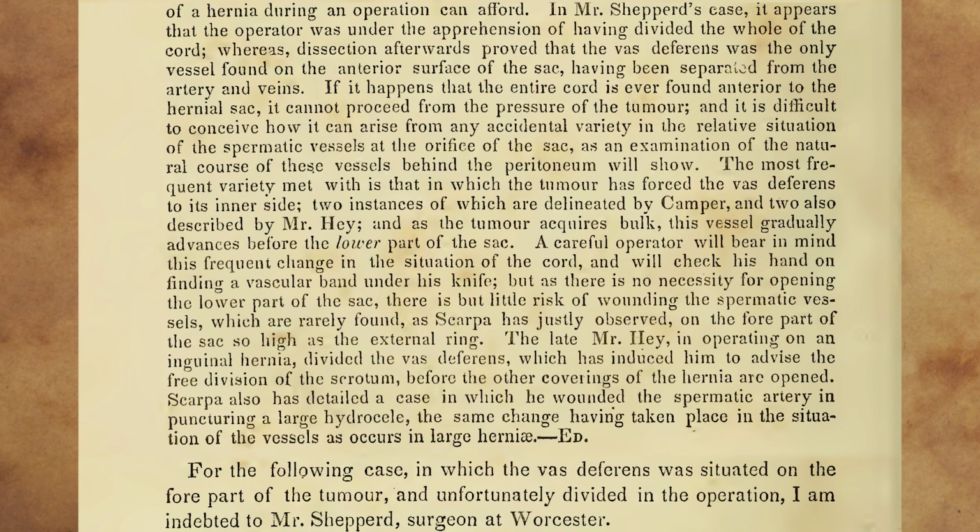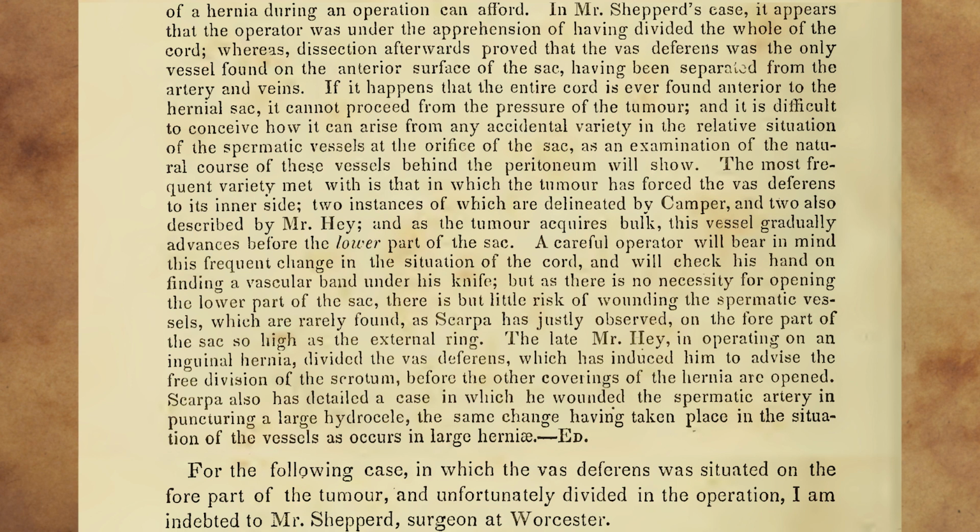In Mr. Shepherd's case, it appears that the operator was under the apprehension of having divided the whole of the cord, whereas dissection afterwards proved that the vas deferens was the only vessel found on the anterior surface of the sac, having been separated from the artery and veins. If it happens that the entire cord is ever found anterior to the hernial sac, it cannot proceed from the pressure of the tumor, and it is difficult to conceive how it can arise from any accidental variety in the relative situation of the spermatic vessels at the orifice of the sac, as an examination of the natural course of these vessels behind the peritoneum will show.